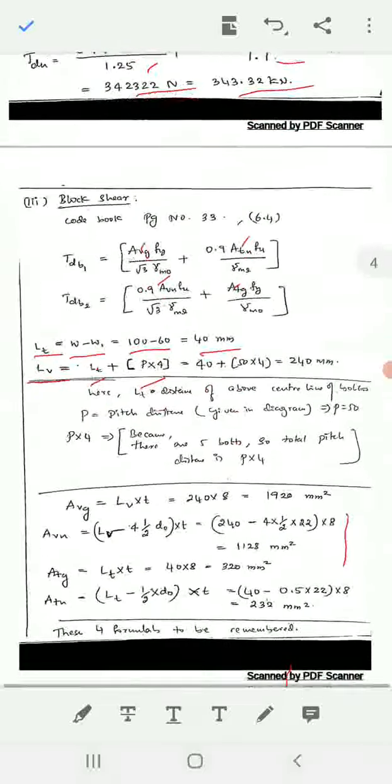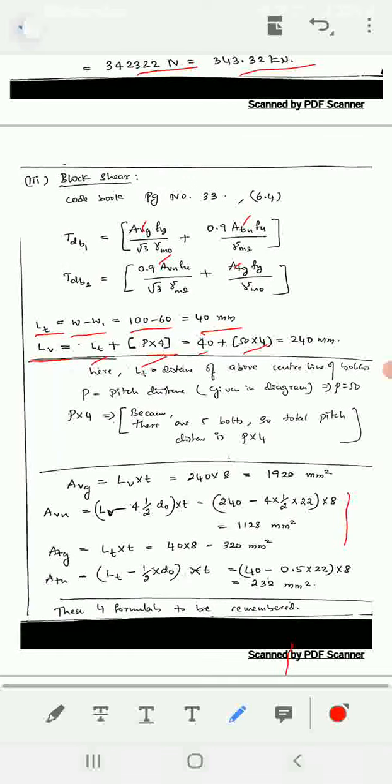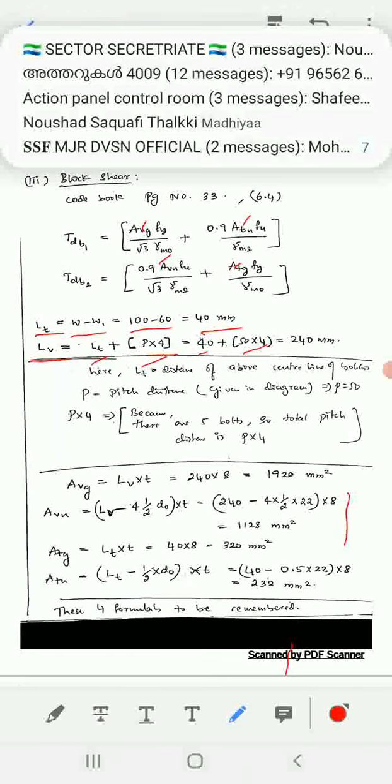That is LT plus P into 4, that is 40 plus 50 into 4, that is 240 mm. LT we got it, right? This is written just for you to refer how we got that. This is not needed to write. For understanding I have written these sentences.